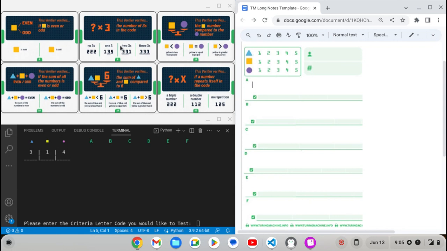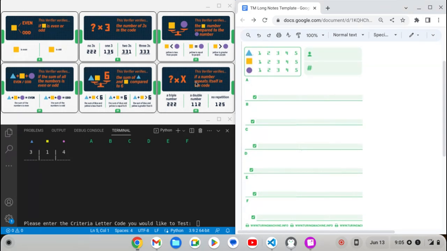Criteria card D will again take the 3 digits, triangle, square, and circle, add them together, and the Turing machine will let us know whether that sum is an even or an odd quantity. Criteria card E looks at the first 2 digits, takes their sum, and compares that to the number 6. So should the sum be less than 6? Should it be equal to 6? Or should the sum be greater than 6?